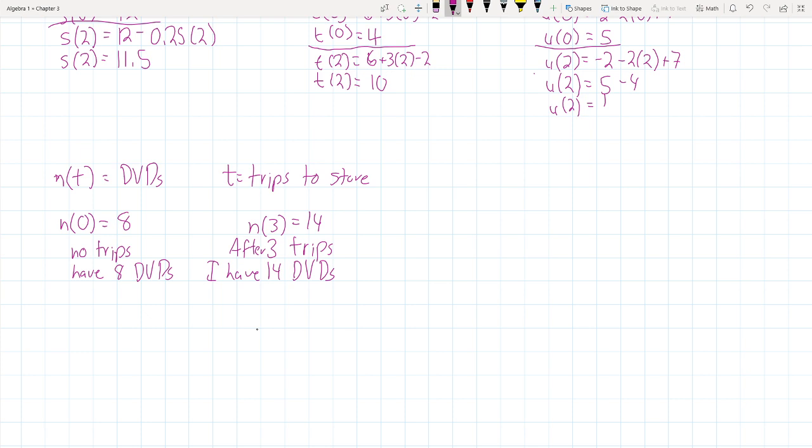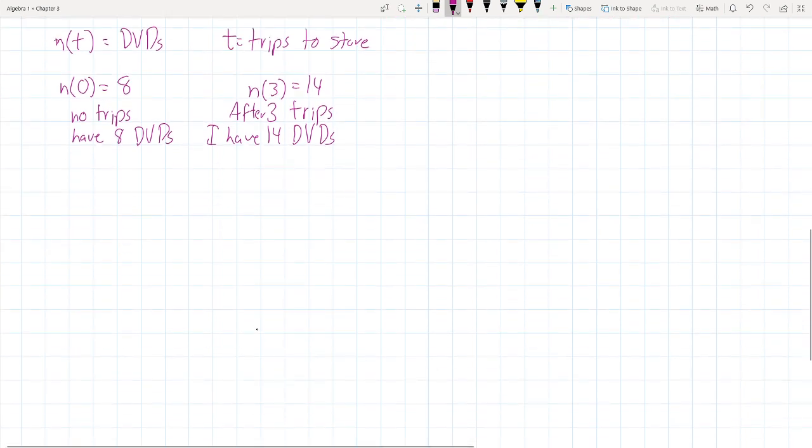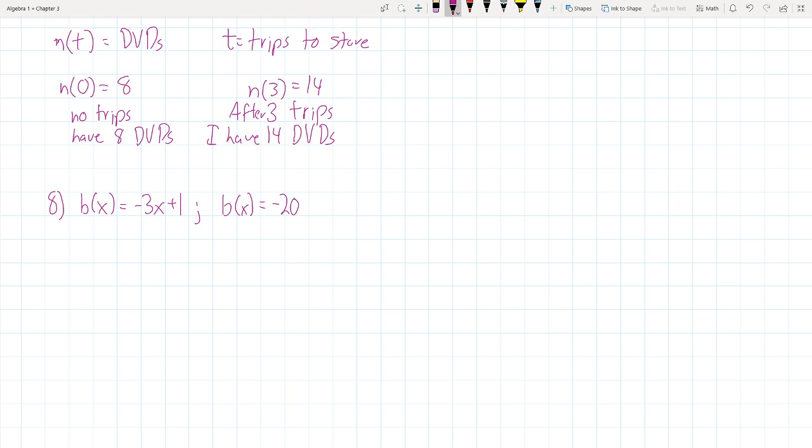All right, let's go to number 8. Find the value of x so that the function has the given value. So this is finding the answer and finding how we get the answer. In this case, we have b of x equals negative 3x plus 1. Then we have this semicolon. This separates what's going on, and it says b of x equals negative 20. Now at first this looks pretty confusing. You're like, man, how do I even start? But what we should realize is this is telling us expressly what b of x is. And so instead of b of x, I can actually put in negative 20.